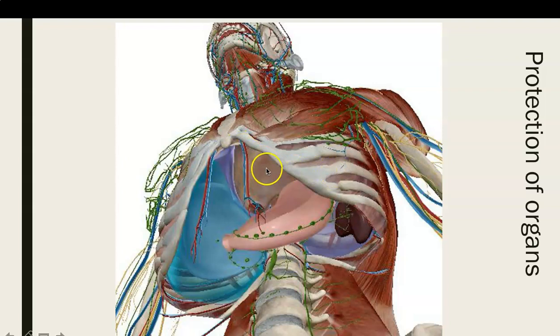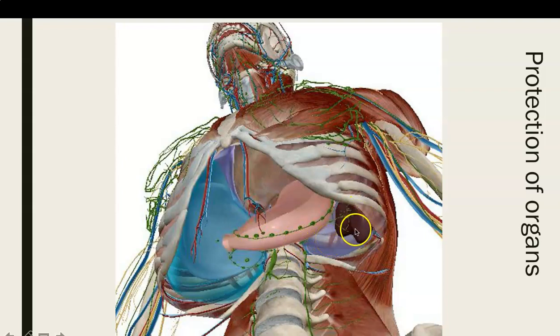This brown structure right here is the heart. And that is enclosed, of course, in this rib cage, which protects it both on the anterior and the posterior side, as well as the cranial side. So basically, it's surrounded by this bony cage which protects it. The lungs, of course, are the same. These blue things here are lungs, and this purple here back here is lung.